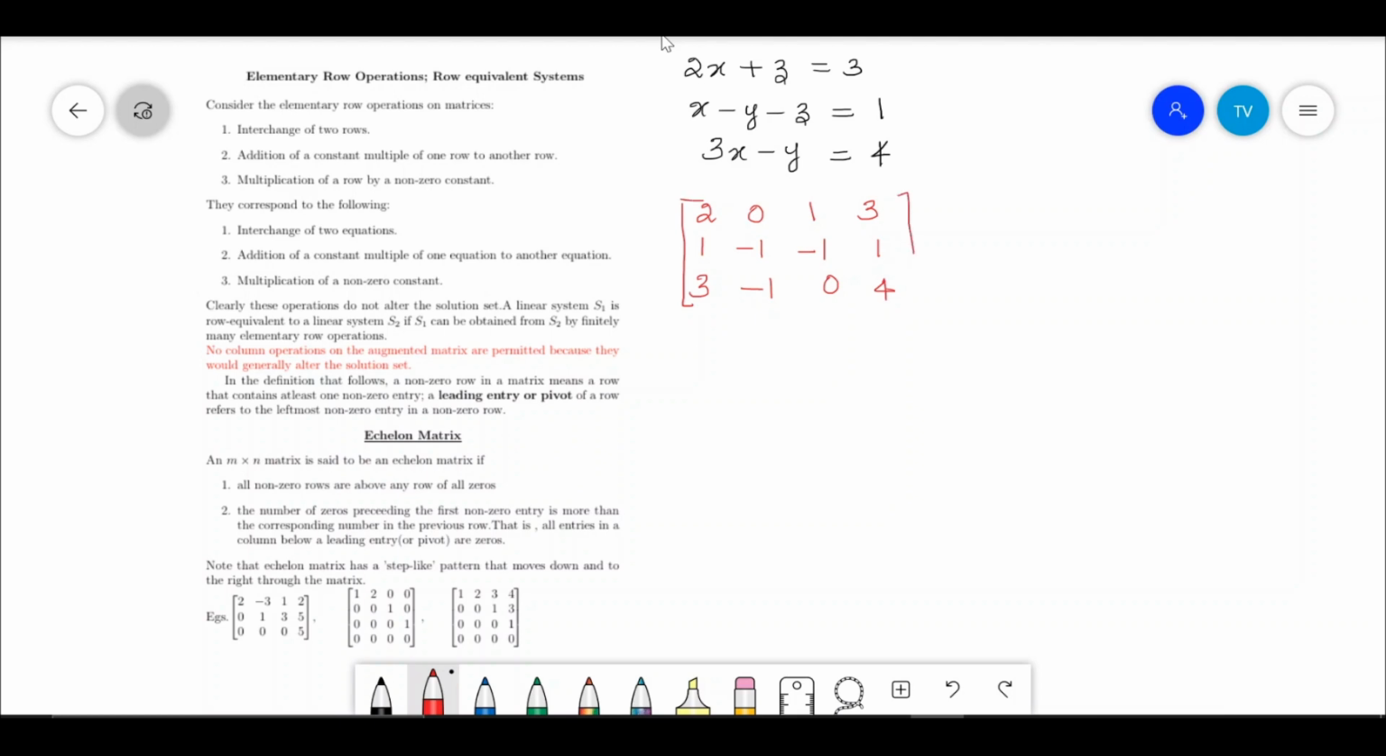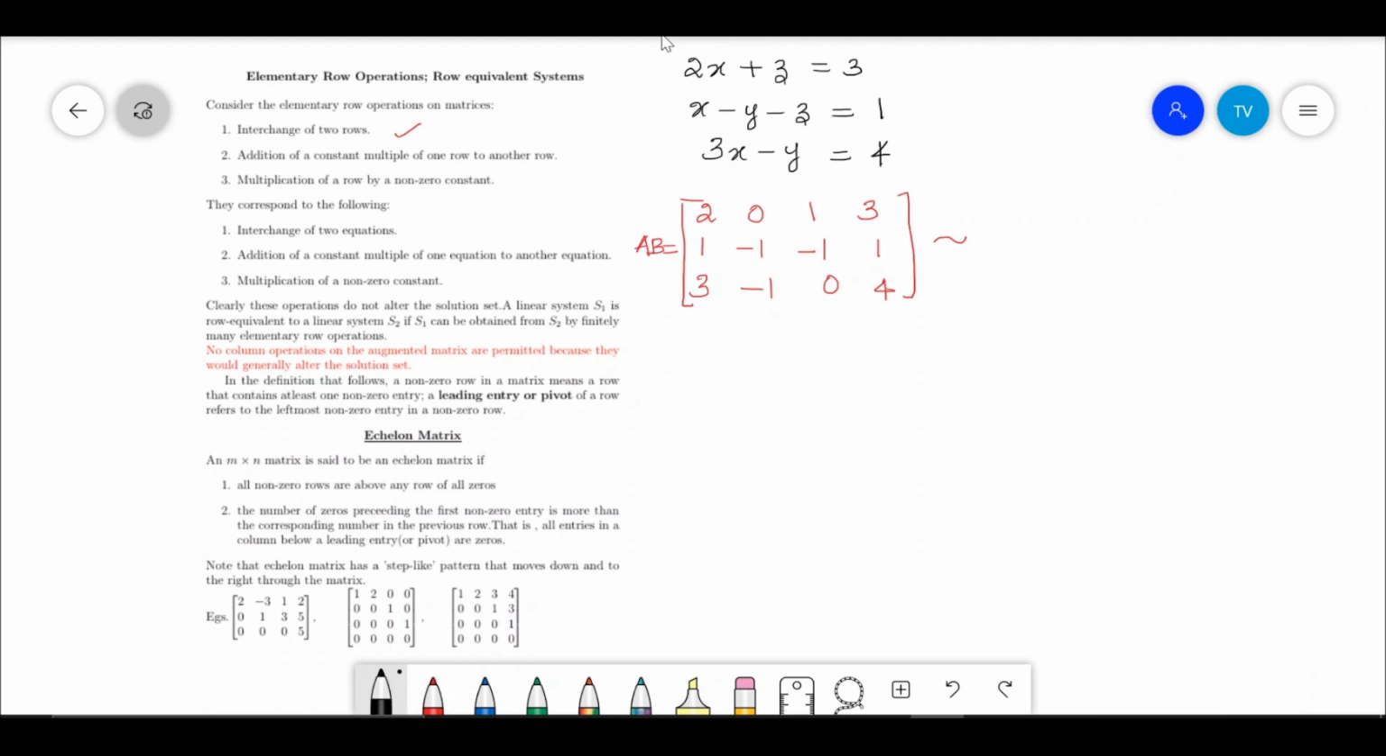Augmented matrix corresponding to the given system of equations. Now let us consider these elementary row transformations. So the first elementary transformation is interchange of two rows. You can see that this is equivalent to interchange of two equations. So let me give you that first row transformation with respect to this matrix.